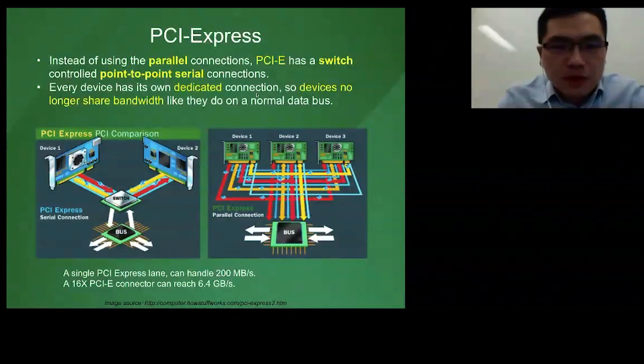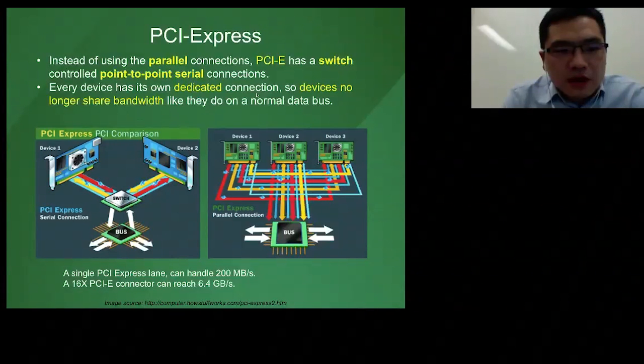PCIe can also be in parallel, but it's based on switch-based point-to-point serial connections. So we can see that a 16x PCIe connector can reach about 6.4 gigabytes per second.